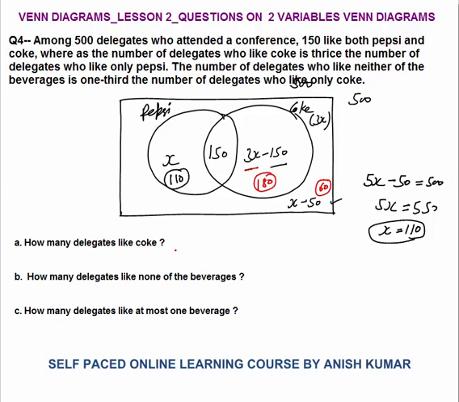How many delegates like Coke? Coke delegates are 3x, that is 330. Total number of delegates who like Coke is 330. How many delegates like none of the beverages? This is x minus 50, that is 60. How many delegates like at most one beverage? At most one means one or none of the beverages. At most one means exactly one plus those who like none of the beverages.